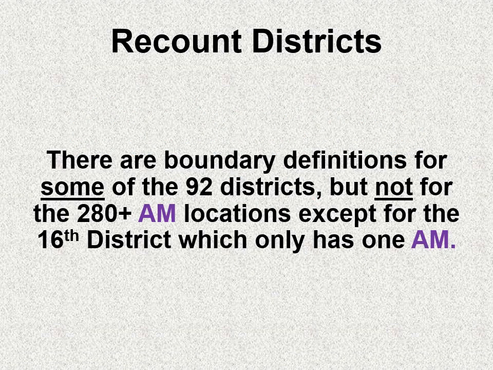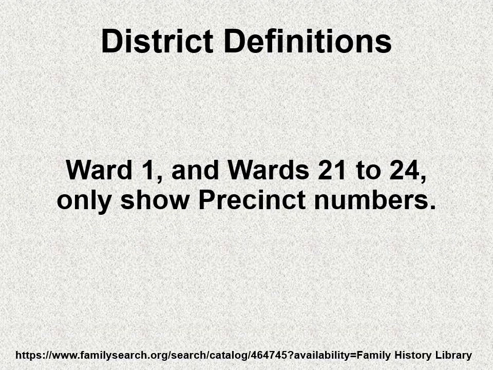There are boundary definitions for some of the 92 districts, but not for the 280 plus AM locations, except for the 16th district, which only has 1 AM. So what I'm going to do is show you some of the definitions. Ward 1 and Ward 21 to 24 only show precinct numbers. There are no maps, no text descriptions of what those precincts covered.